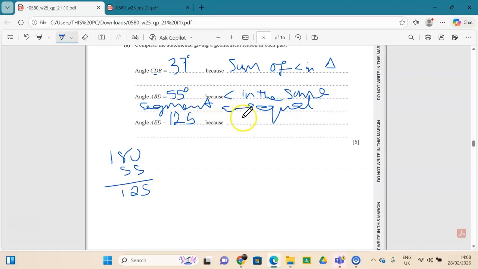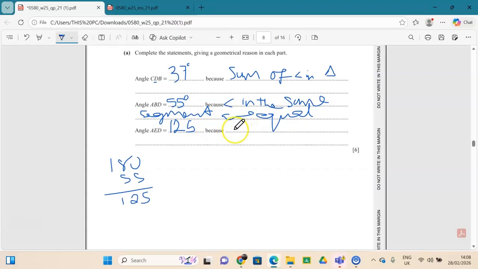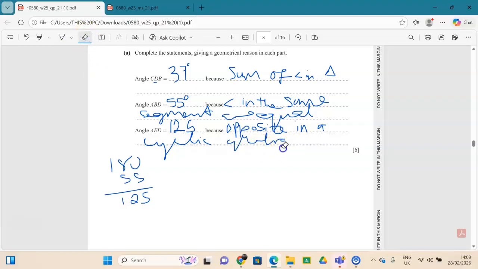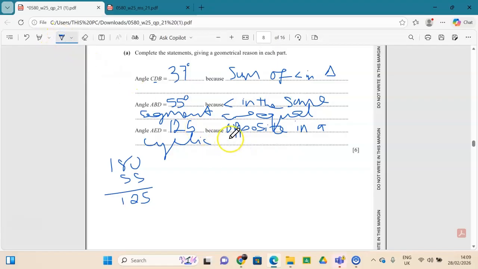The reason is what? Opposite angles in a cyclic quadrilateral. You can write opposite angles in a cyclic quadrilateral. Sorry, I'm struggling to write this. Opposite angles in a cyclic quadrilateral.